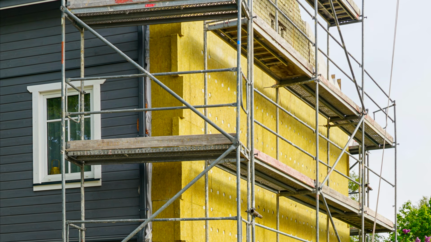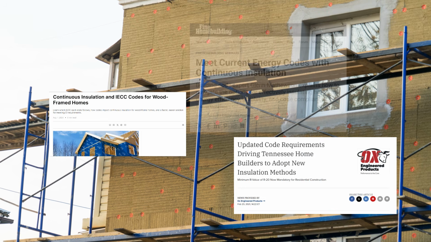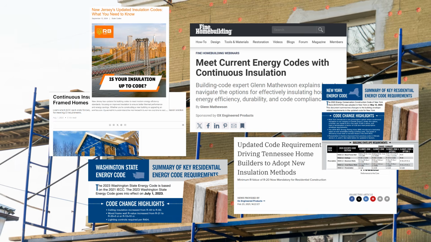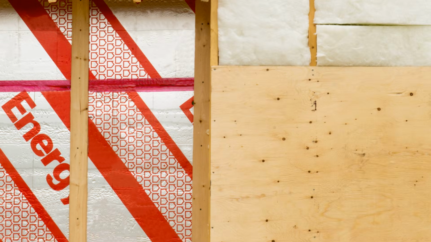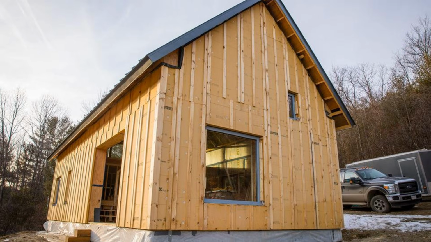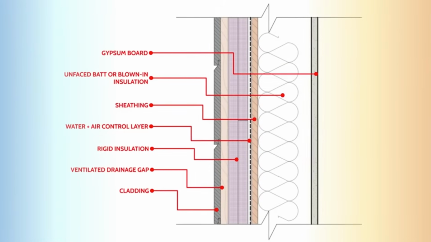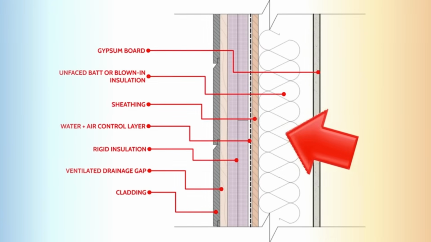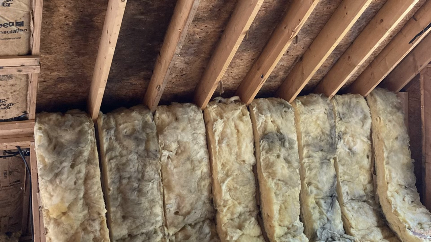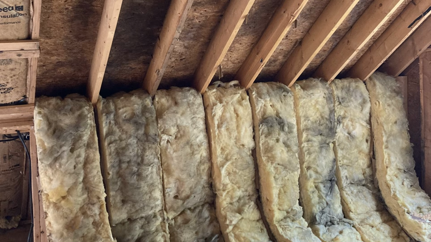Continuous exterior insulation is becoming a code requirement in many parts of the country, not just for the energy efficiency benefits, but for the durability benefits, as we can reduce the potential for condensation on the backside of our sheathing by warming it up with some rigid insulation. And this is a really big deal in colder climates to prevent mold growth and deterioration of our structural components.